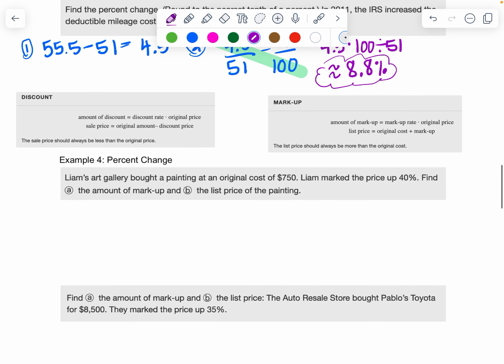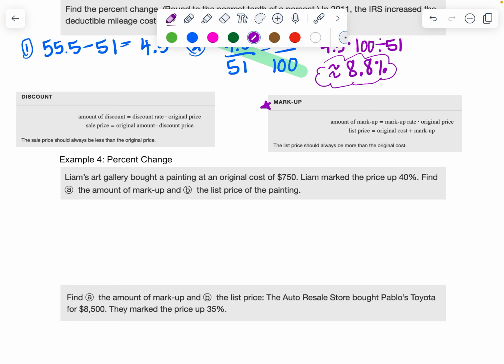So the amount of markup, we're looking at markup here. It says the markup rate times the original price. So the markup rate is 40%. We want that as a decimal though, so we'll do 40 divided by 100, which is 0.4. So to find the markup rate, you do the percent divided by 100. Same with discount rate, the percent divided by 100.